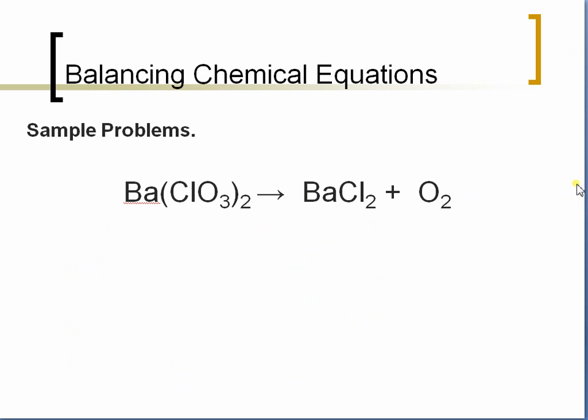Okay, here I have barium chlorate, which breaks down into barium chloride and oxygen. So again, I'm going to make my laundry list of elements. Ba, Cl, and O. Those are my 3 elements on the left. I should have those exact same on the right every single time. Ba, Cl, and O.